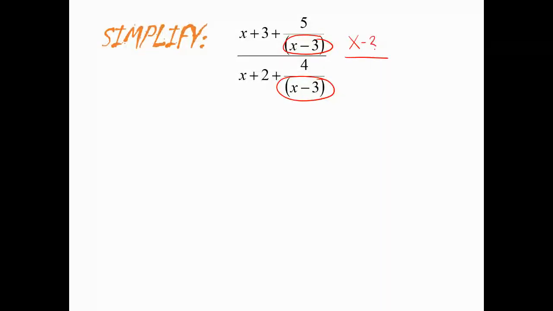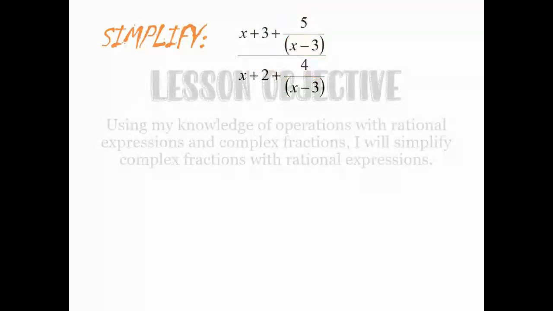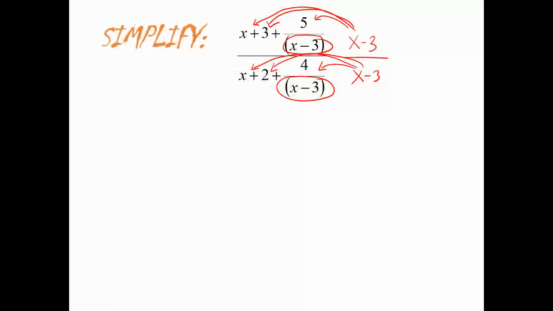I'm going to pick my form of 1 to be x minus 3 over x minus 3. It's got to go to everything. Don't forget, it's going to go to the x to the 3, and to the 5. It's going to go to the x to the 2, and to this 4. And let's see what we have.